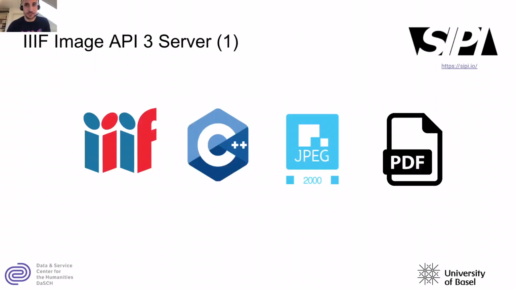It is written in C++, is level 2 compliant IIIF Image API 3, works on Linux and macOS, and for encoding and decoding JPEG 2000 images, it relies on Kakadu. But otherwise, all the other components of the software are open source and available on GitHub. It supports also multi-page PDFs in a IIIF Image API-like fashion.